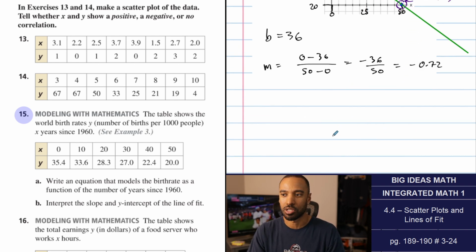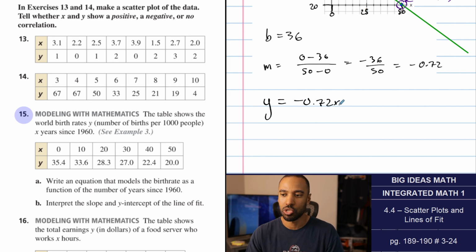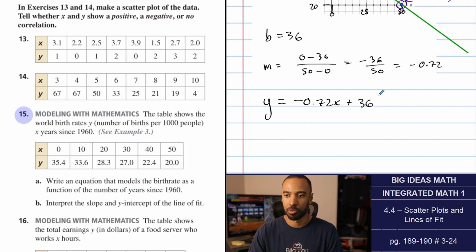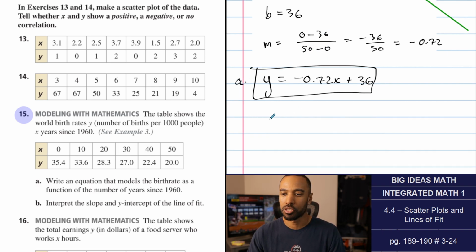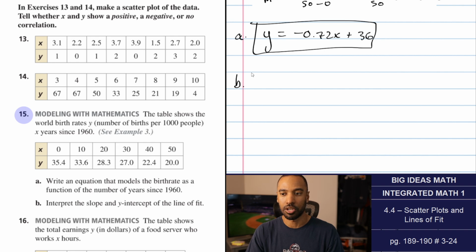But we are coming up with the equation. So my equation is going to be y equals mx plus b, negative 0.72x plus 36. That's just what I'm coming up with for mine. And that is part A when they say write an equation that models the number of years since 1960. Now they say interpret the slope and y-intercept. So my y-intercept of 36, you have to remember that y represents the birth rates, the number of births per 1,000 people since 1960, and x equals 0 is the year 1960.